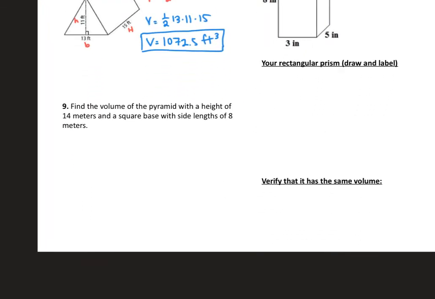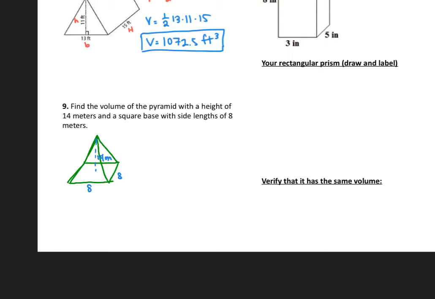All right, number 9 says find the volume of a pyramid with a height of 14 meters and a square base with side lengths of 8 meters. So I'm going to draw my pyramid. And your pictures really don't have to be perfect. They just have to be good enough for you to know what you're calculating. Okay, the height is 14 meters. And the length of each side of the base is 8.